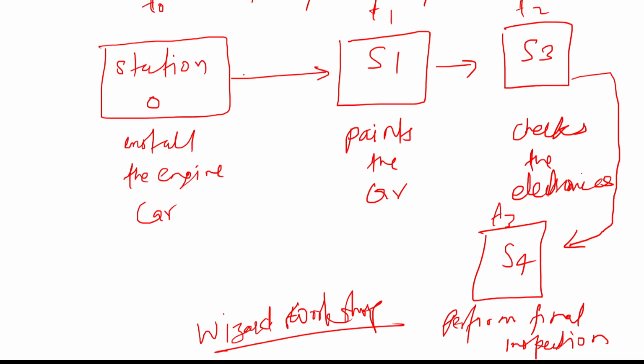So we'll say each wizard is nothing but one station that we have seen, or a worker on the production line. Can we say that? And each potion is nothing but one item that is being made, right?